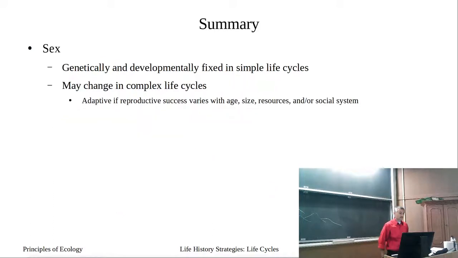All right. And then sex. Simple life cycles is genetically determined, but in our complex life cycles, we do have the possibility of switching our functional sex. This is definitely going to be adaptive if reproductive success varies with age or size or resource acquisition or even the social system. We still have our costs. It's part of our complex life cycles.